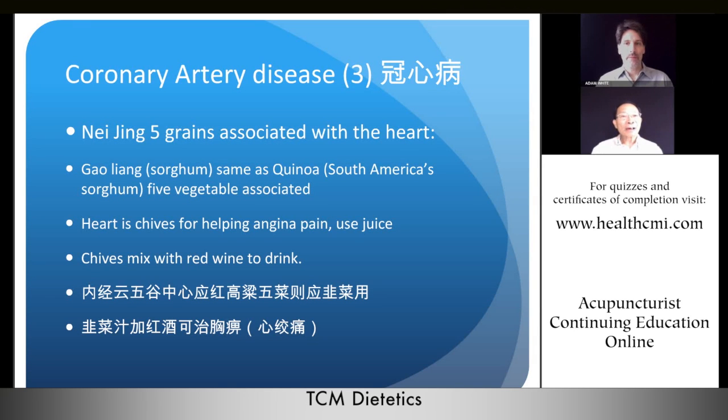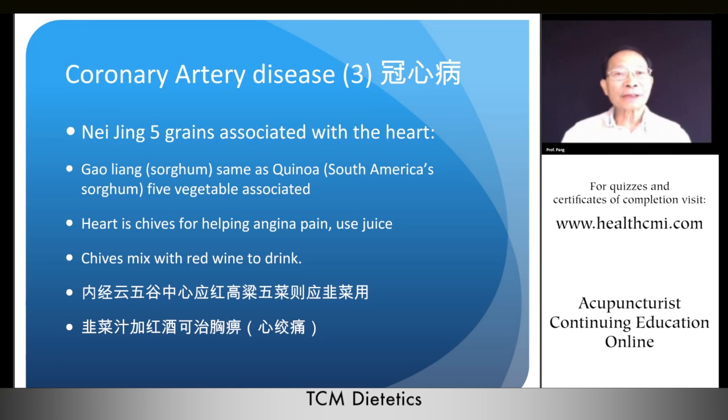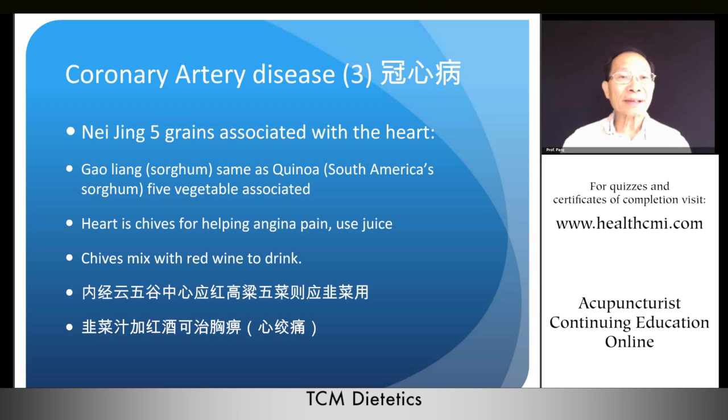Yeah. Okay, so now we continue. We get some wisdom from the Huangdi Neijing about the five grains, according to the five elements. So which of the five grains is associated with the heart, because now we're talking about coronary heart disease? So what we need to eat more of is gao liang, sorghum. Okay?